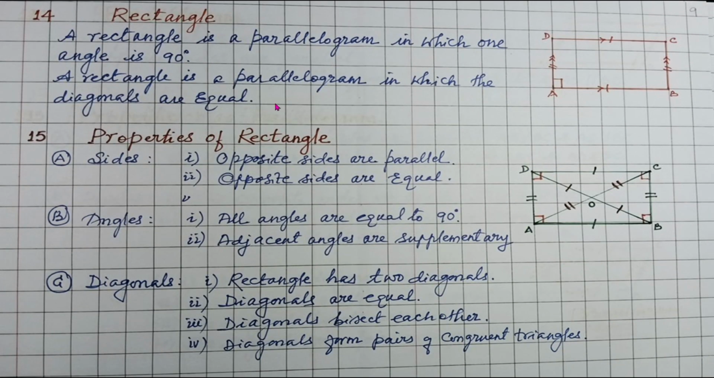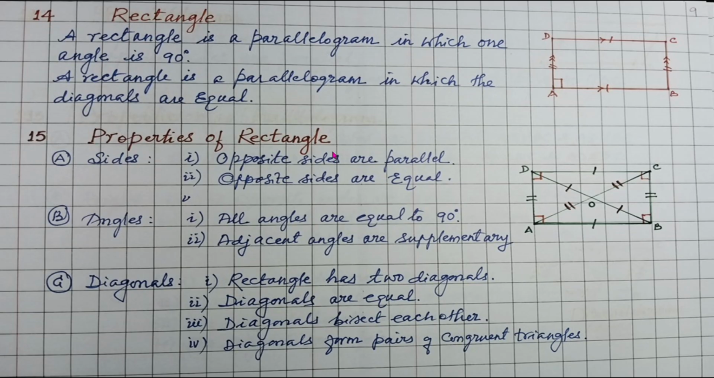Remember that. Now rectangle. A rectangle is a special parallelogram. A parallelogram in which one of the angles is 90 degrees is a rectangle. A rectangle is a parallelogram in which the diagonals are equal. So therefore remember, we call a rectangle a special parallelogram because in a parallelogram, if one angle is 90 degrees, it becomes a rectangle, and in a parallelogram, if the diagonals are equal, it becomes a rectangle.